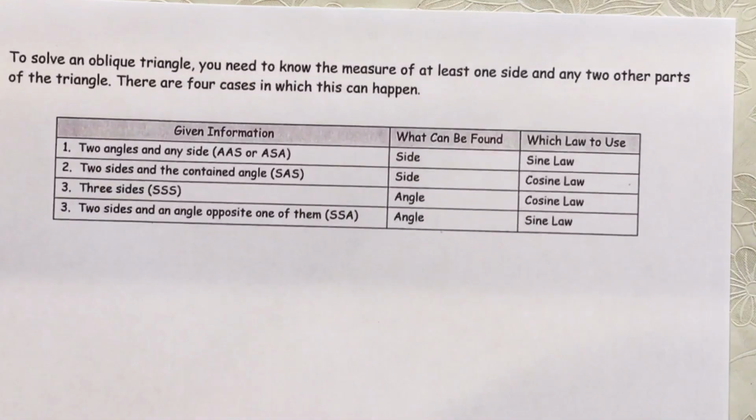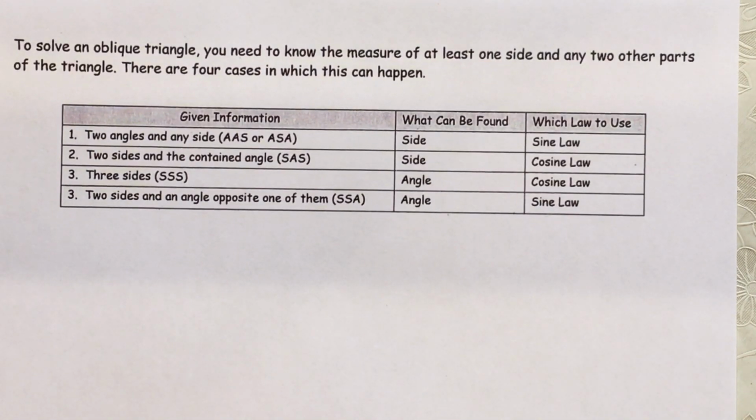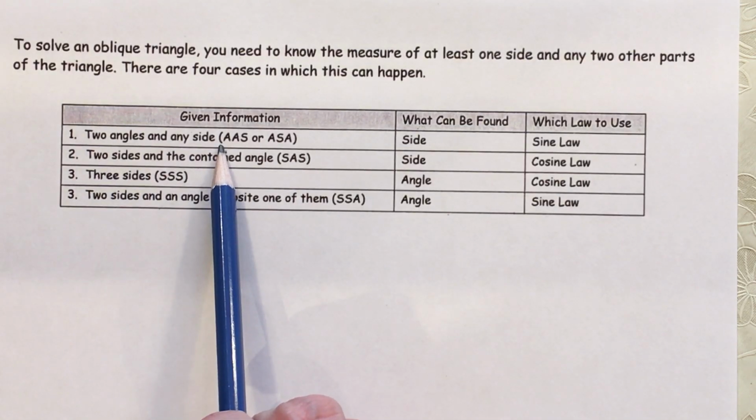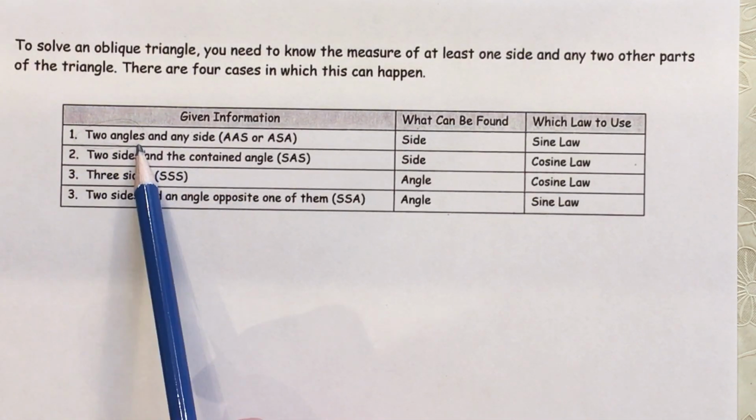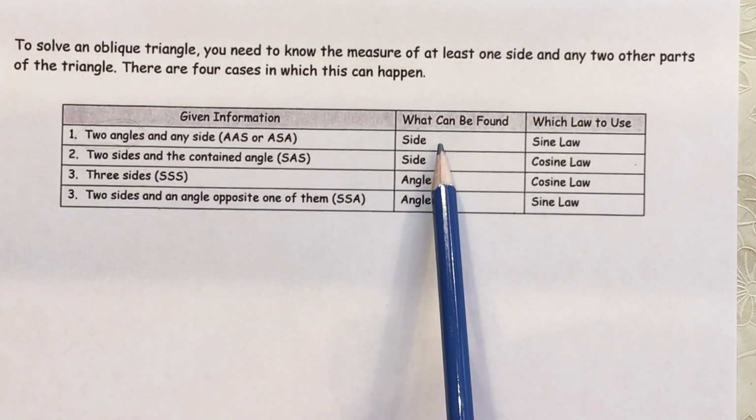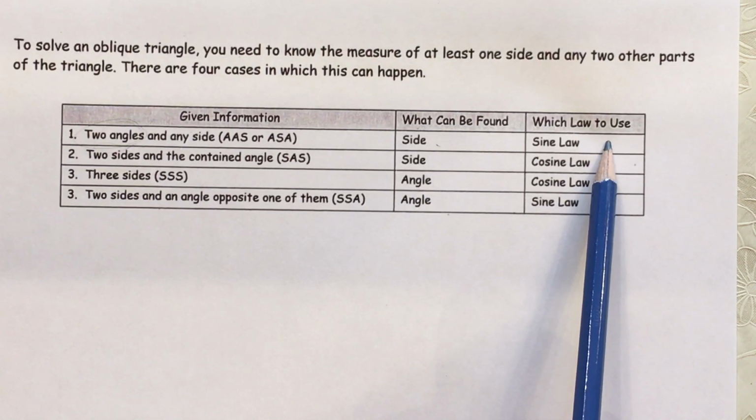There's a little chart here that may be helpful for people. To solve an oblique triangle, so one that doesn't contain a right angle, you need to know the measure of at least one side and any two other parts of the triangle. So there's 4 cases that can happen. You could know 2 angles and any side, but if you know 2 angles, you actually know all 3. You can find a side using the sine law.